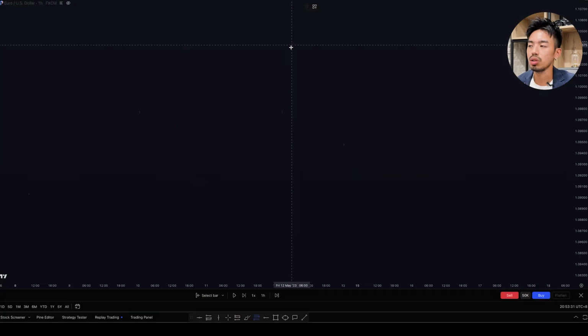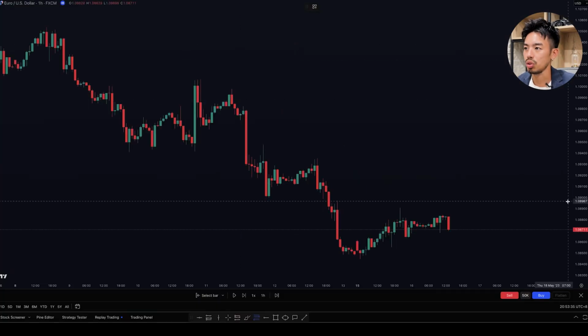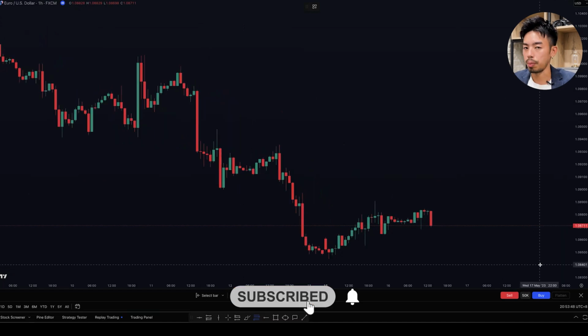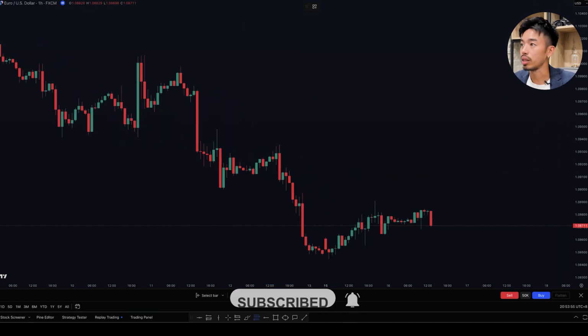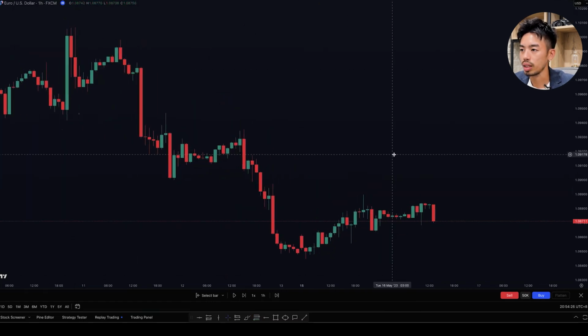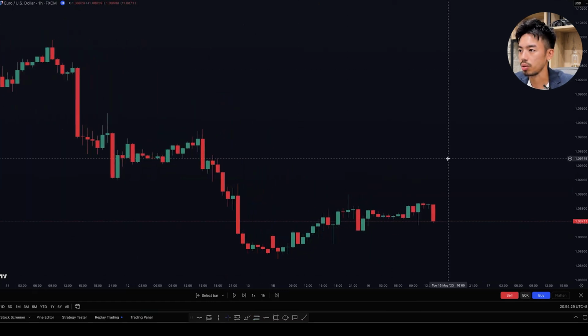Again, I have the Euro USD and I want to show you this pullback. Okay, so this is a downtrend that's happening on the Euro USD 1 hour time frame, and we want to look for a pullback to continue the sell. And in this case, we're going to use the Fibonacci to look for a pullback. So let's look at this example right here.